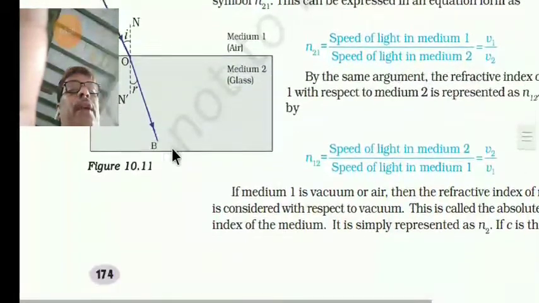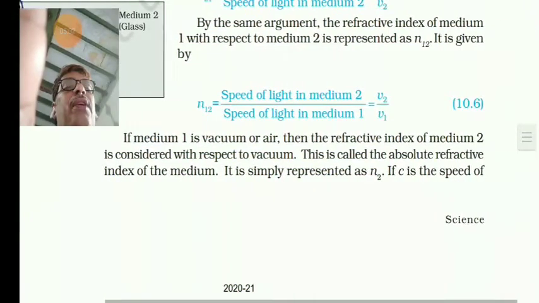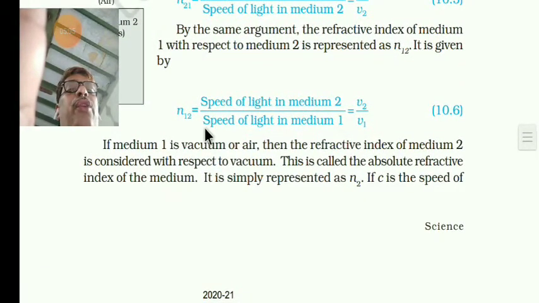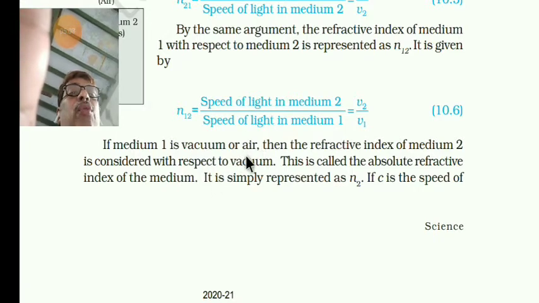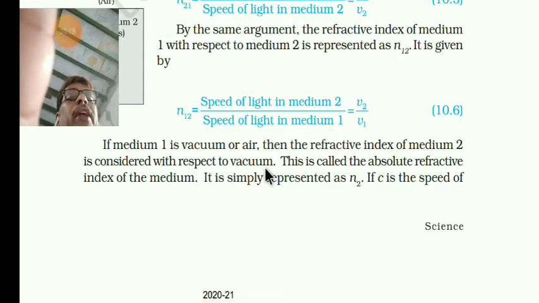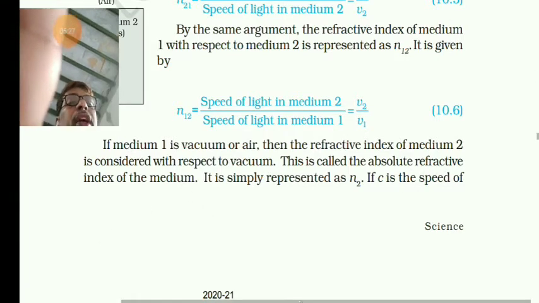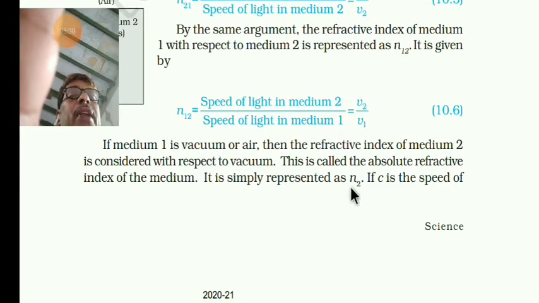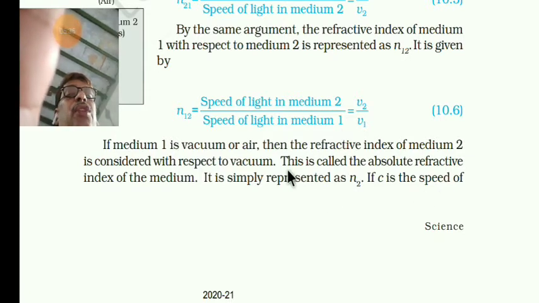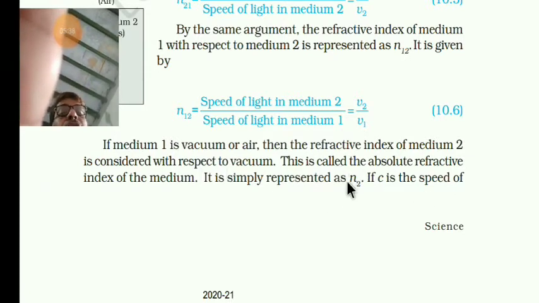Now if medium 1 is vacuum or air, then the refractive index of medium 2 is considered with respect to the vacuum. So this is called the absolute refractive index of the medium. It is represented as N2. This is also a very important definition: what is meant by absolute refractive index?